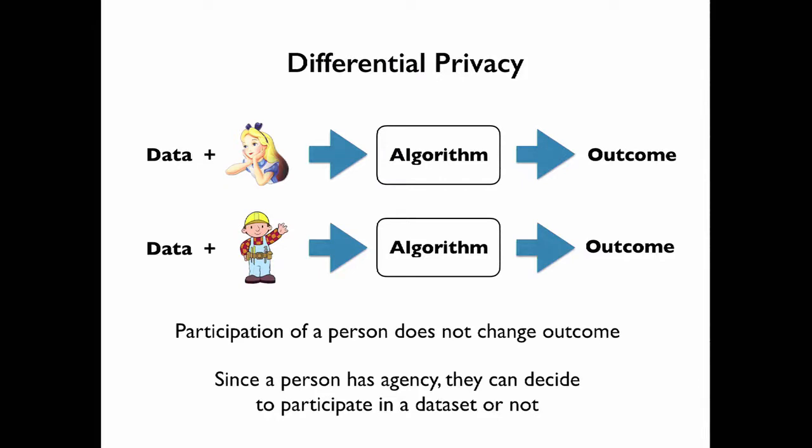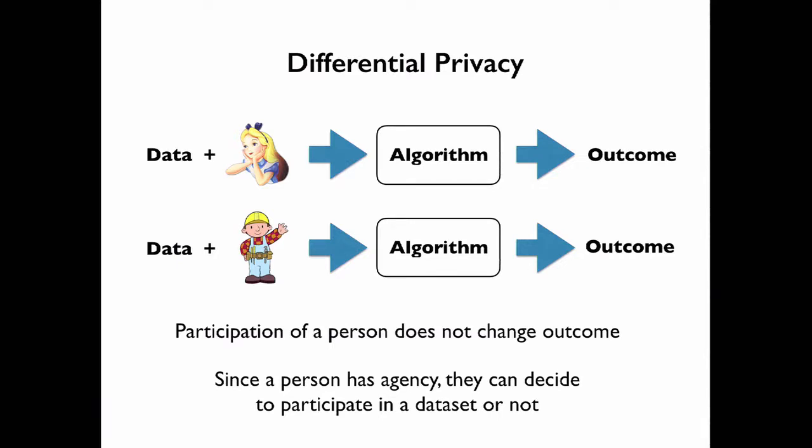So how does differential privacy do this? Differential privacy says that the participation of a single person in a data set does not change the outcome, right? So for example, if you had a data set which had Alice, and if you took out Alice and replaced her with Bob, the outcome would not change very much, okay?